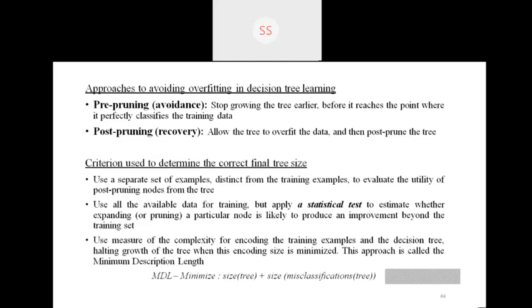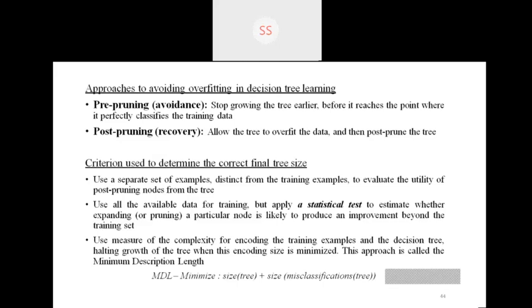Here, you just make use of all the available data, but before using all the available data, make use of this statistical test to test whether by just expanding that, we have got an improvement beyond the training set or not.